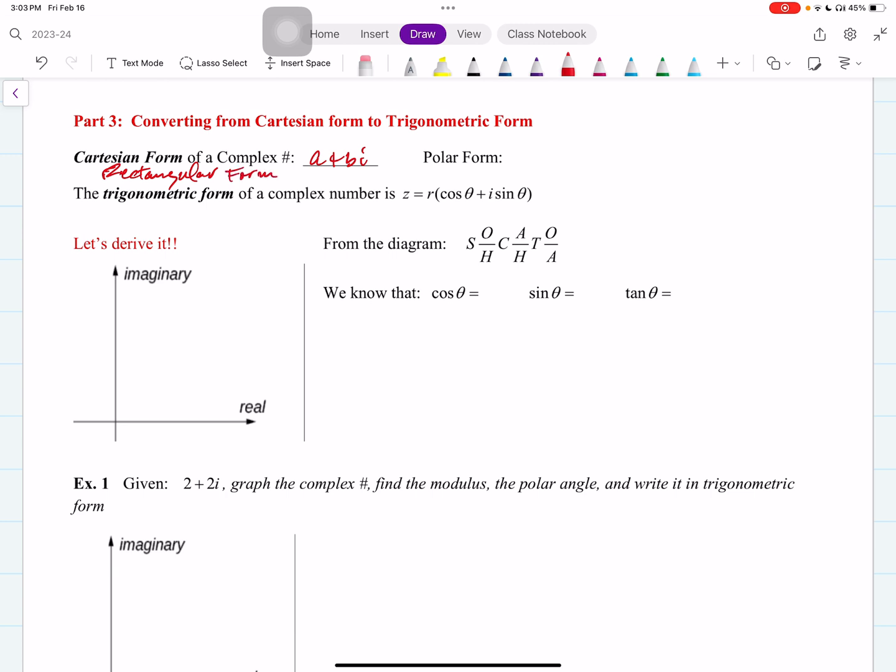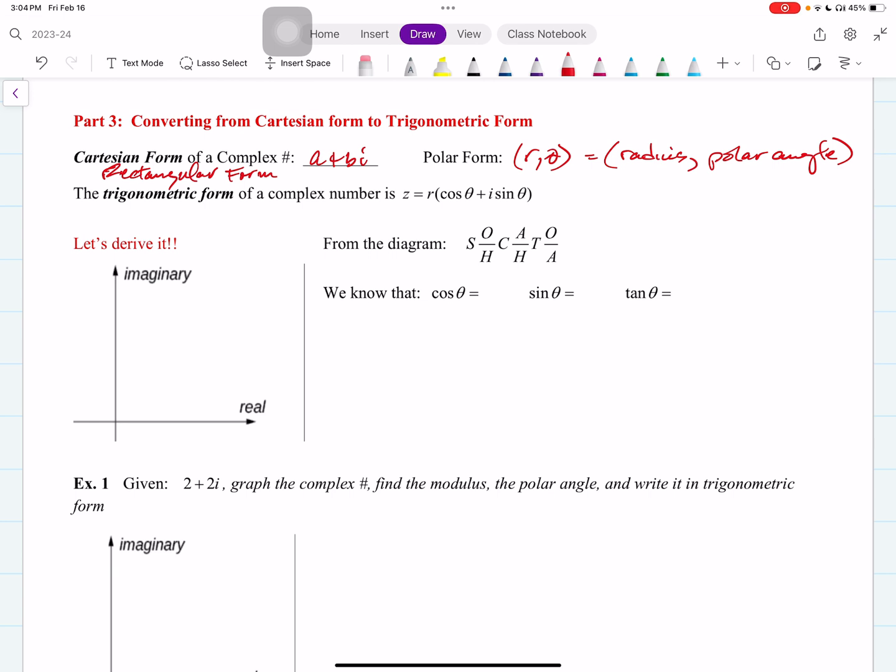of a complex number to polar form, which you guys already know is r comma theta, where r is the radius, and theta is your polar angle. I talked about that in the previous lesson. And our new form, trig form, involves sine and cosine. So z, the general complex number, is r times cosine theta plus i sine theta.